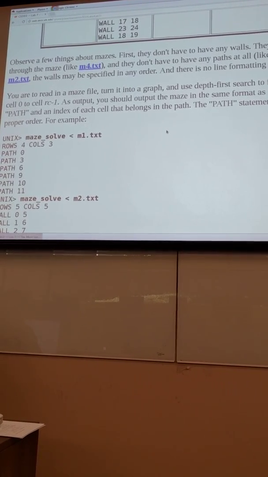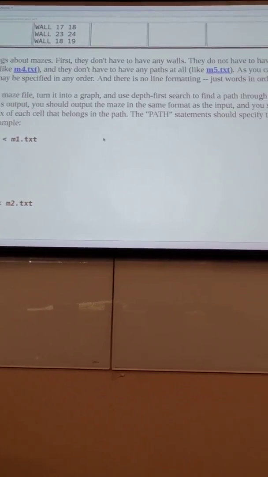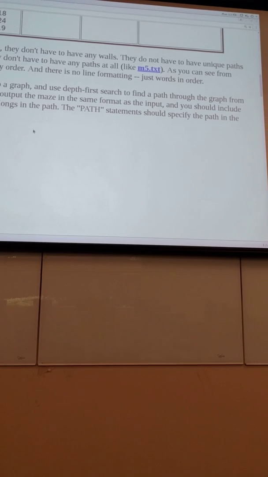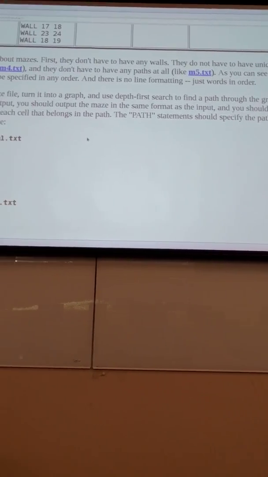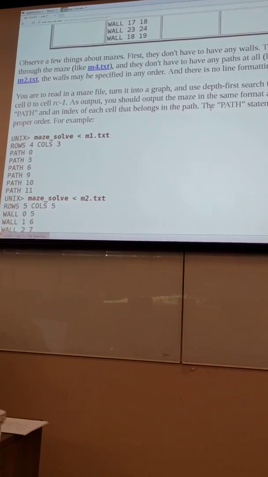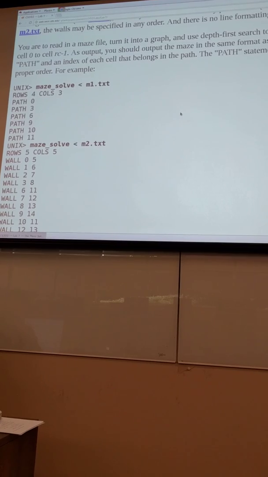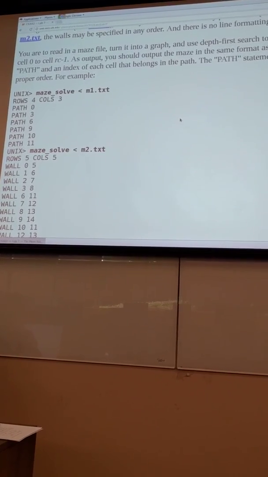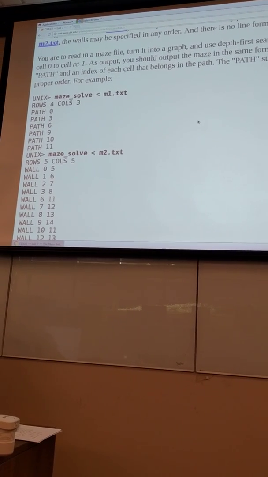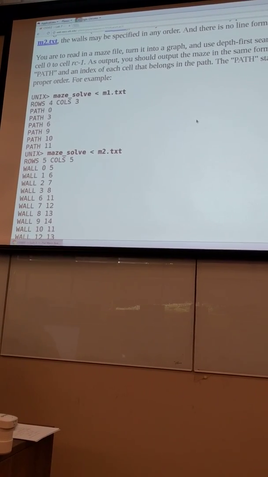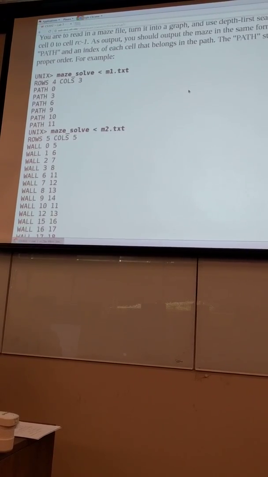After you find a valid path, you should output the same maze that you read in, and it can be the same, or you can switch up the order of the walls because the wall order doesn't matter. And after you print out what the maze is, you should print out the path keyword followed by the index of a cell. And the path should be in order from the starting cell to the final cell. And it specifies the path you can take through the maze to solve the maze.